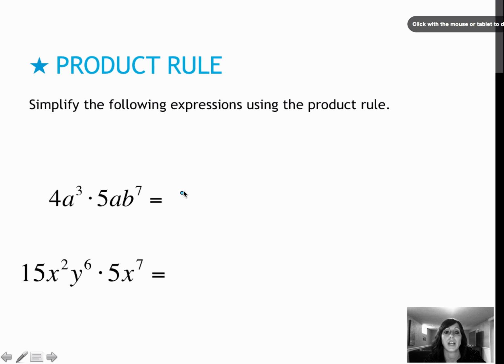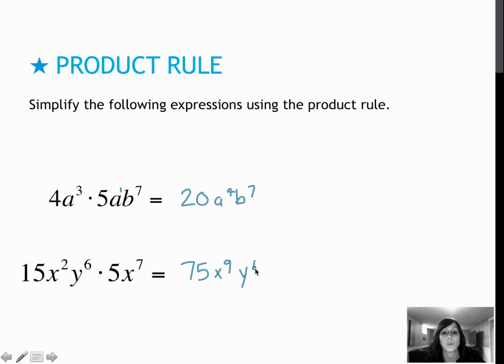For my first one, I should end up with 20, because 5 times 4 is 20. A to the fourth, since there was 1 a over here and 3 here, and b to the 7th. For my second example, 15 times 5 is 75. I have 9 x's and I have 6 y's. So don't be concerned here that this one does not have any y's. Just pretend it's a 0. So 6 plus 0 is 6.